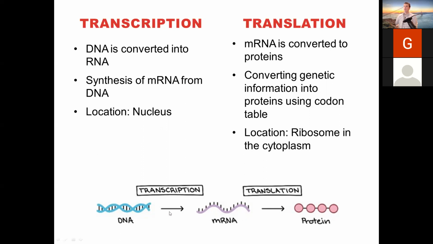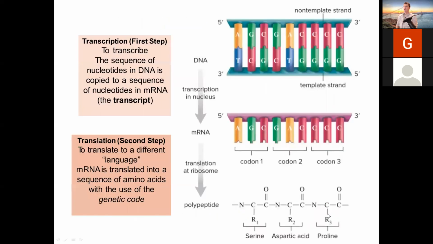So just to reiterate, there's 2 steps in gene expression. One is DNA transcription into mRNA. The second is mRNA translation into protein. Okay, so again, the first step is to transcribe the gene. So to transcribe, the sequence of nucleotides in DNA is copied to a sequence of nucleotides in mRNA that we call the transcript. In the second step, or translation, to translate a different language, mRNA is translated into a sequence of amino acids with the use of the genetic code. So we're going from DNA to RNA to protein or polypeptide.